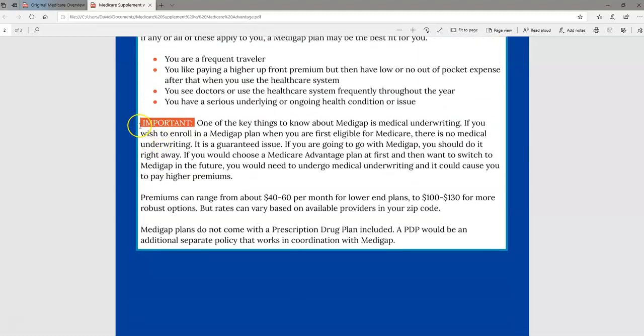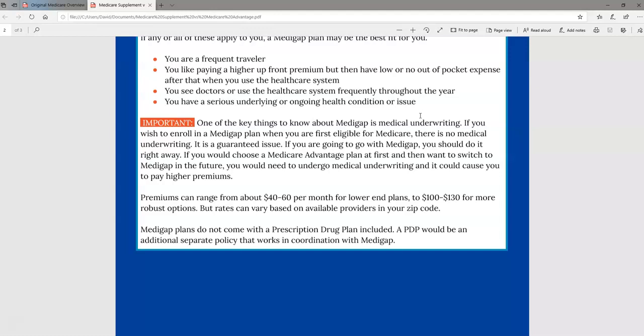Very, very important note that we want to make sure everyone is fully aware of, because it might be the most important thing about Medigap, is medical underwriting. So if you wish to enroll in a Medigap plan when you are first eligible for Medicare, there is no medical underwriting. It is a guaranteed issue policy. If you are going to go with Medigap, you should do it right away when you're eligible. If you would choose a Medicare Advantage plan at first and then want to switch to Medigap in the future, you would need to undergo medical underwriting, and it could cause you to pay higher premiums.